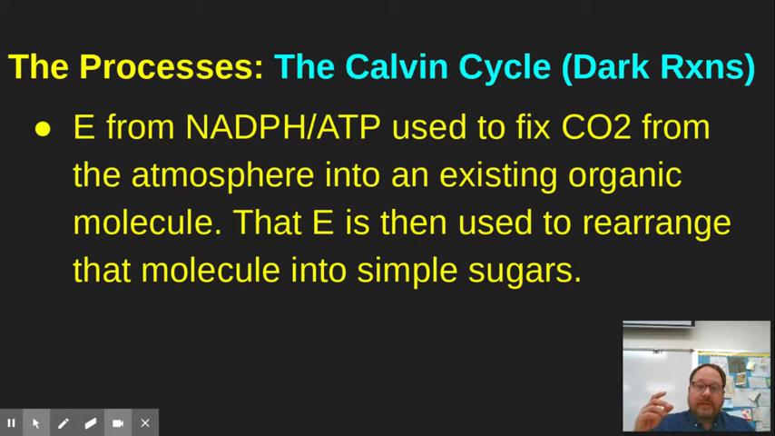So with the Calvin cycle, you take carbon dioxide in the atmosphere, attach it to molecules existing in the chloroplast, and then you use the ATP and NADPH to rearrange that molecule into little sugars that ultimately become the foods we eat. All right. So that's just an overview of what happens with photosynthesis.